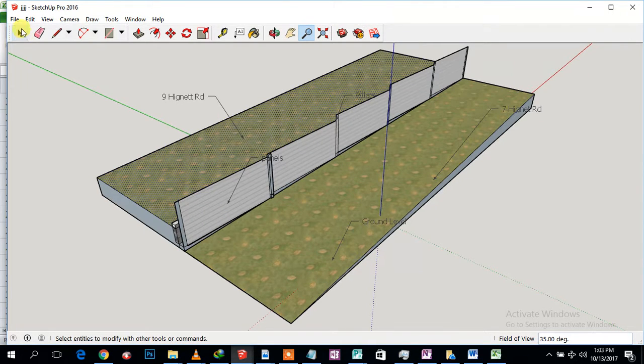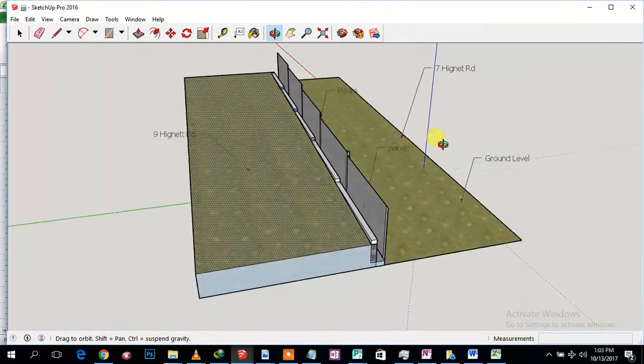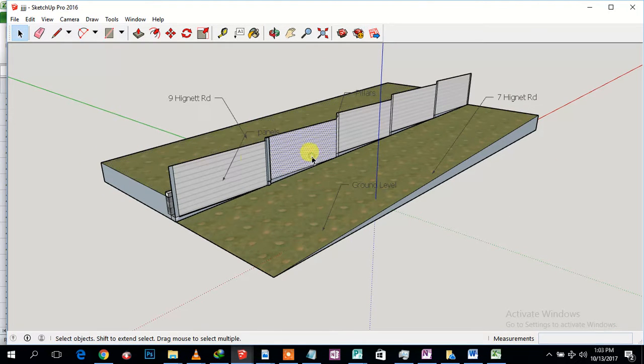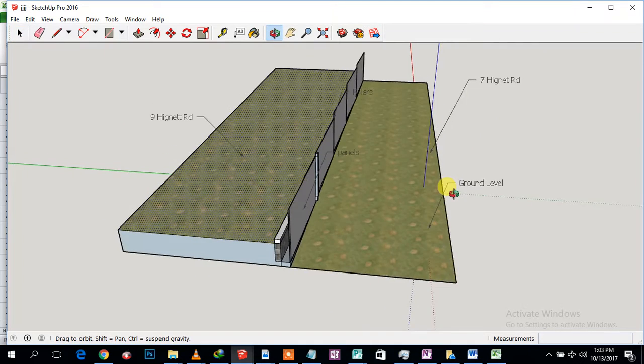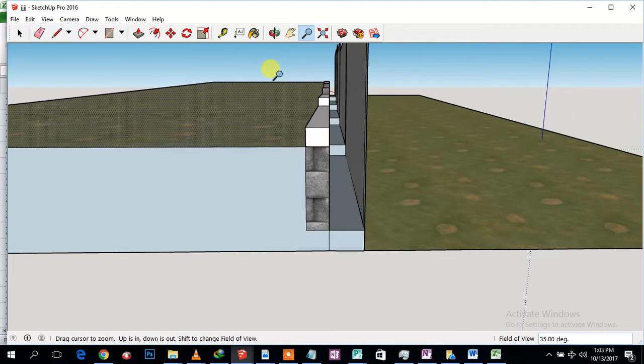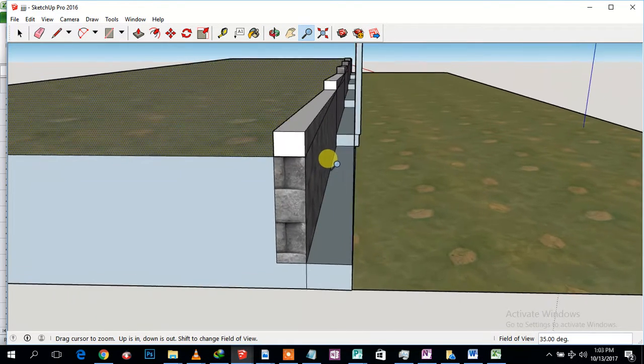So now basically this is a presentation. We've actually built up our wall. The boundary wall has been built up with the panels and pillars laid up and raised up. This is the ground level for number 7, and this is for number 9. And in this wall, there's going to be a tiny little gap. Let me just zoom in closer. That is what we're going to leave between the precast boundary wall and the small retaining wall that we're going to build.